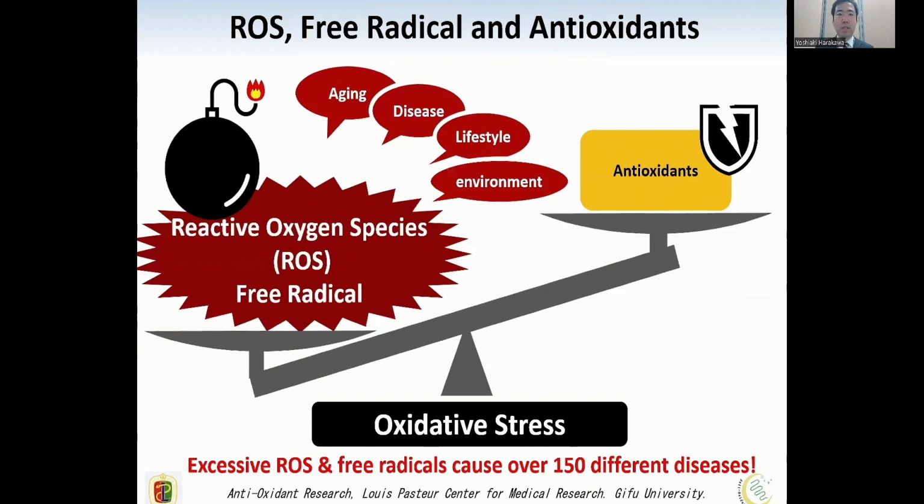Antioxidants counteract the constantly produced ROS and free radicals to maintain the balance. It is known that such ROS and free radicals increase due to aging, chronic diseases, lifestyle, and the surrounding environment. These factors cause an excess of ROS and free radicals or a weakening of our antioxidant capacity, resulting in an imbalance. This state is called oxidative stress. An excessive amount of ROS and free radicals is said to be the cause of more than 150 diseases. In this presentation, I'd like to focus on allergic disease.